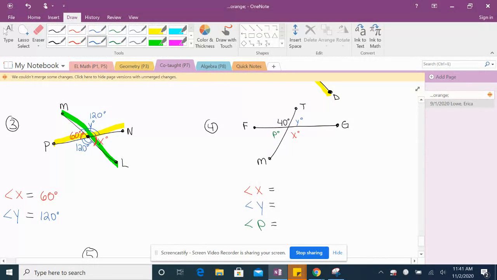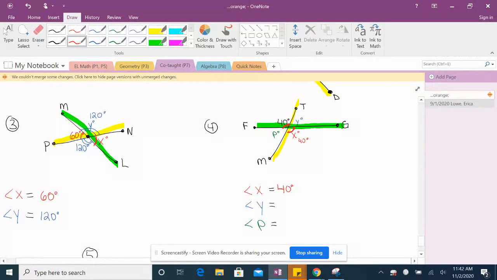Number 4. Do we see an X? Yes. Podemos ver una X. We have vertical angles. Tenemos ángulos verticales. If this angle is 40, then its opposite is also 40 degrees. Si este ángulo tiene 40 grados, el ángulo opuesto tiene 40 grados también. Y este ejemplo tiene la X. So this is 40 degrees.